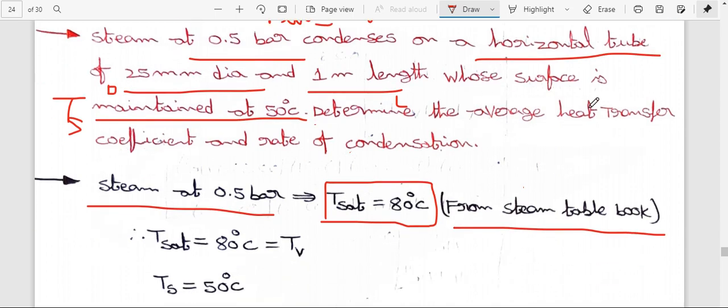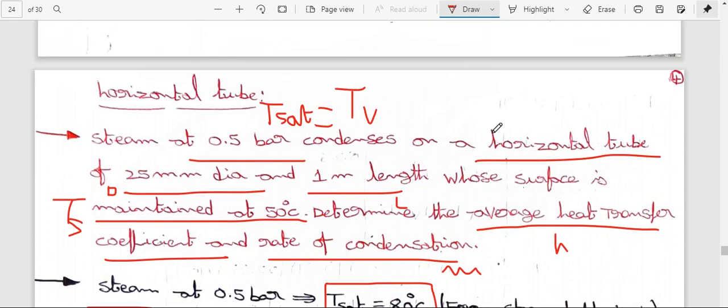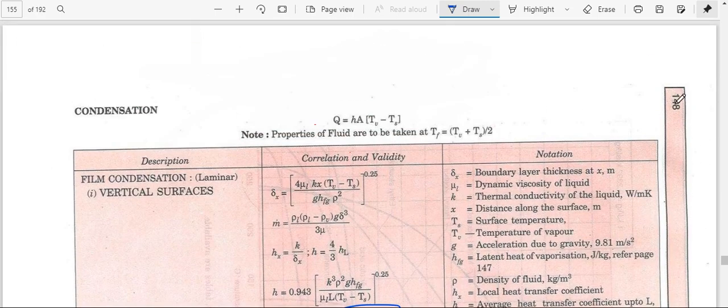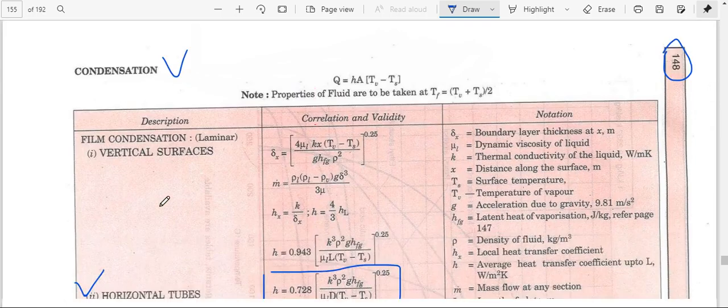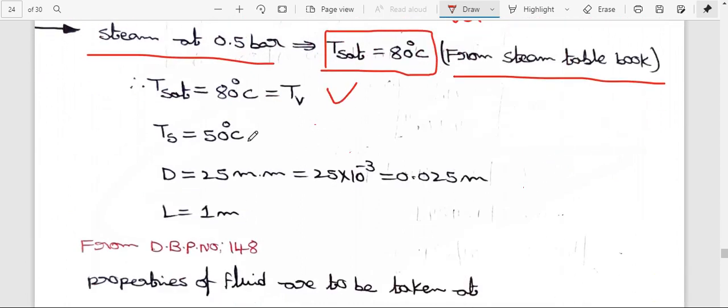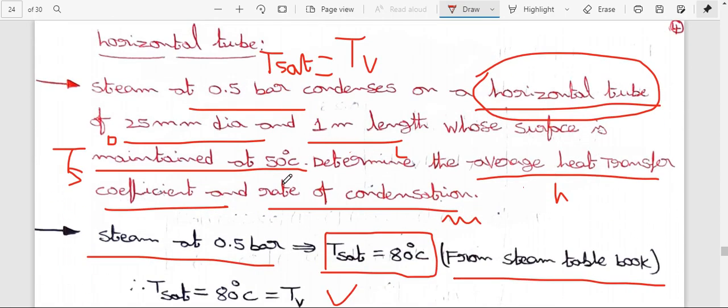Okay, so here for the surface temperature, determine the average heat transfer coefficient and rate of condensation. The average heat transfer coefficient means the H value, and rate of condensation is the M value. This is condensation on a horizontal tube, that's why I'm considering data book page number 148, condensation, horizontal tube. We have to calculate the H value. So here T saturation is 80, surface temperature 50, diameter value is given, and length of the horizontal tube is 1 meter.